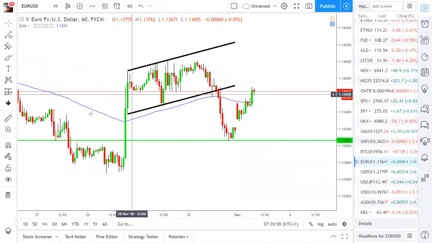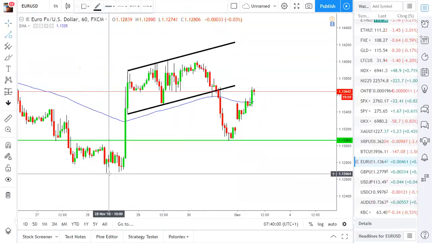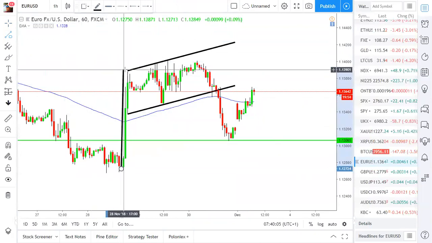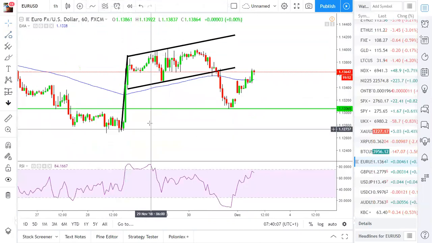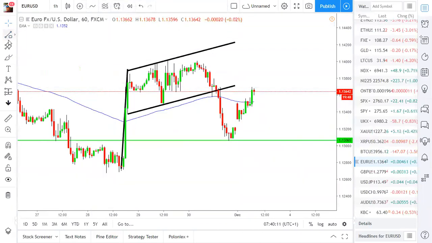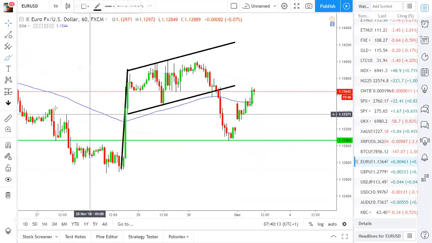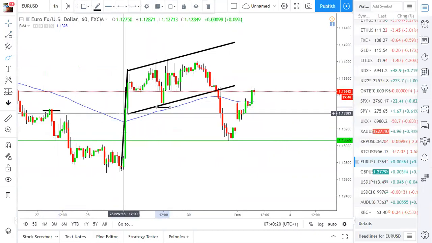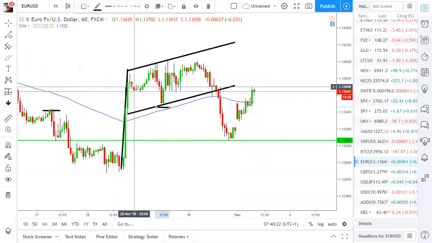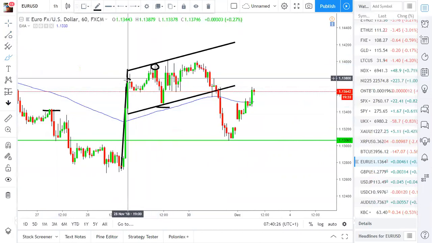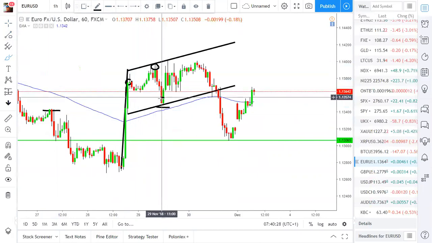So here you can see it's a flag pattern with us having our flag looking something like that. This was our flag pattern. As you can see, the market was consolidating. It pushed up past this resistance, which then became support there. And it made a higher high than this high right here and made a higher low.